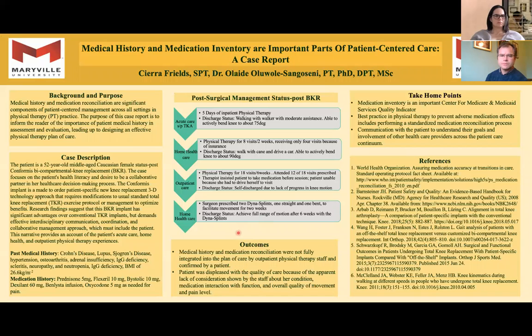Again, the outcome in outpatient care is that medical history and medication reconciliation were not fully integrated into the plan of care by the outpatient physical therapy staff. And the patient overall was displeased with the quality of care because of the apparent lack of consideration shown by the staff about her condition, the medication interaction with the function, and the overall movement and pain level.